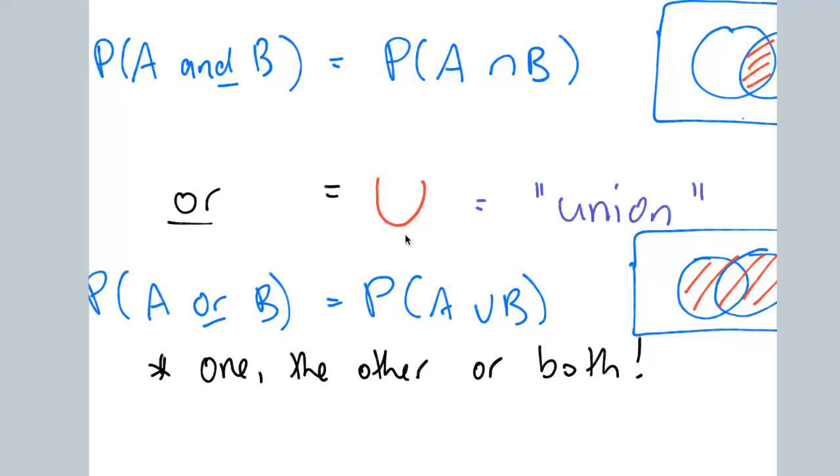Really important. So when you're doing a probability problem, if it says, find the probability that they have only one pet, that would be like an exclusive or, because only one pet means that they can't have both, right? Or if it says, find the probability that they have a cat or a dog, but not both, that would be an exclusive or too.